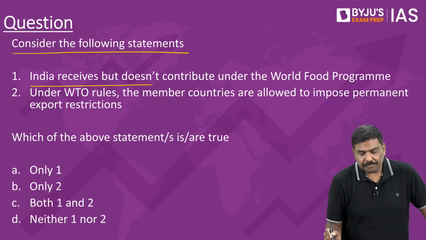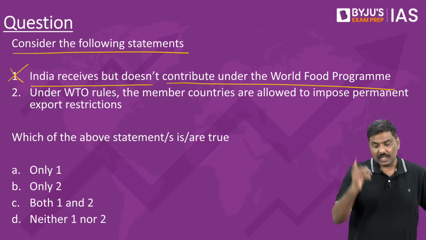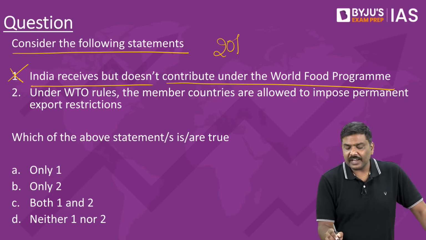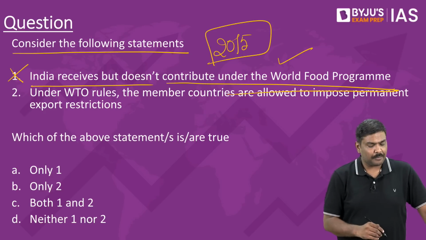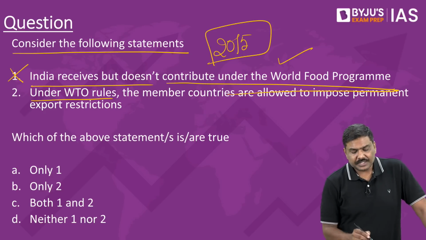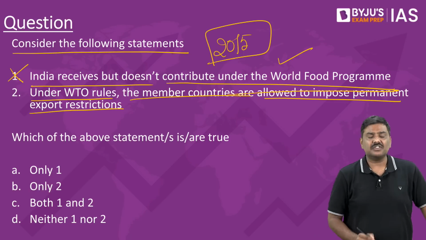The statement that India receives but doesn't contribute under the World Food Program is wrong. In fact, in the year 2015, India was the largest contributor of food grains under the World Food Program. Under WTO rules, member countries are allowed to impose permanent export restrictions.